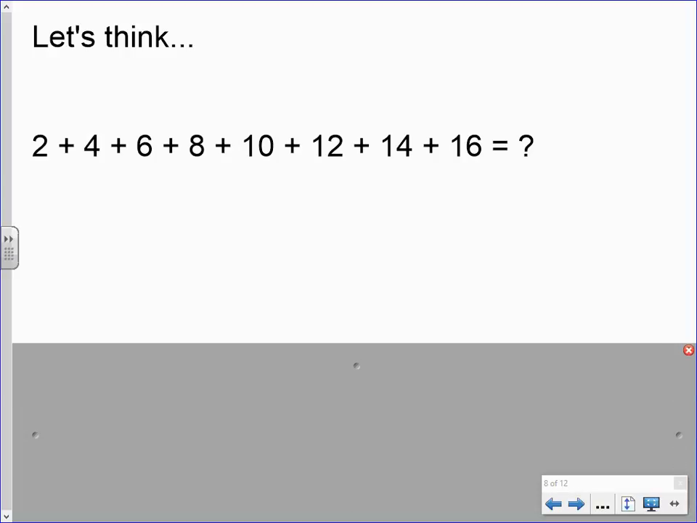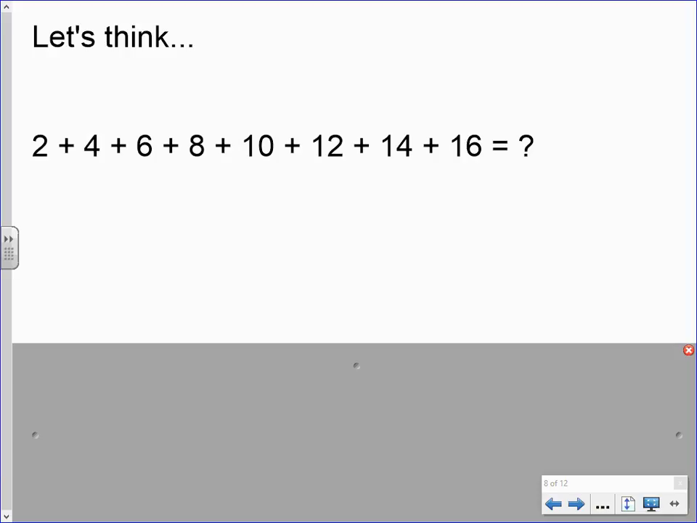All right. I want to add up this sequence. But it's not worth our time to add one number to the next, to the next, to the next, to the next, to the next. Okay? There is a way to add these terms more efficiently.